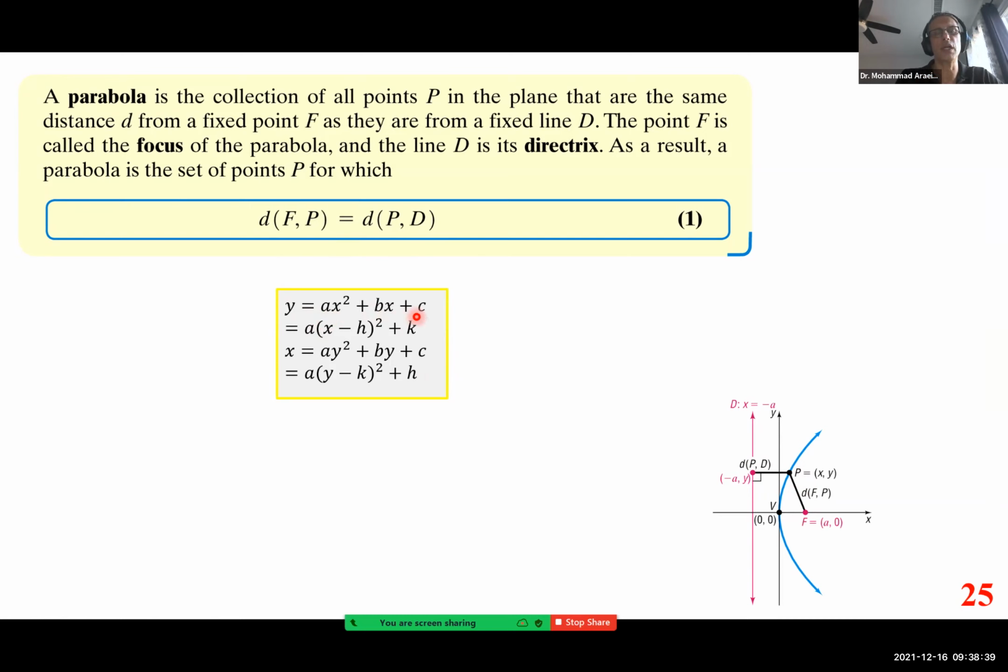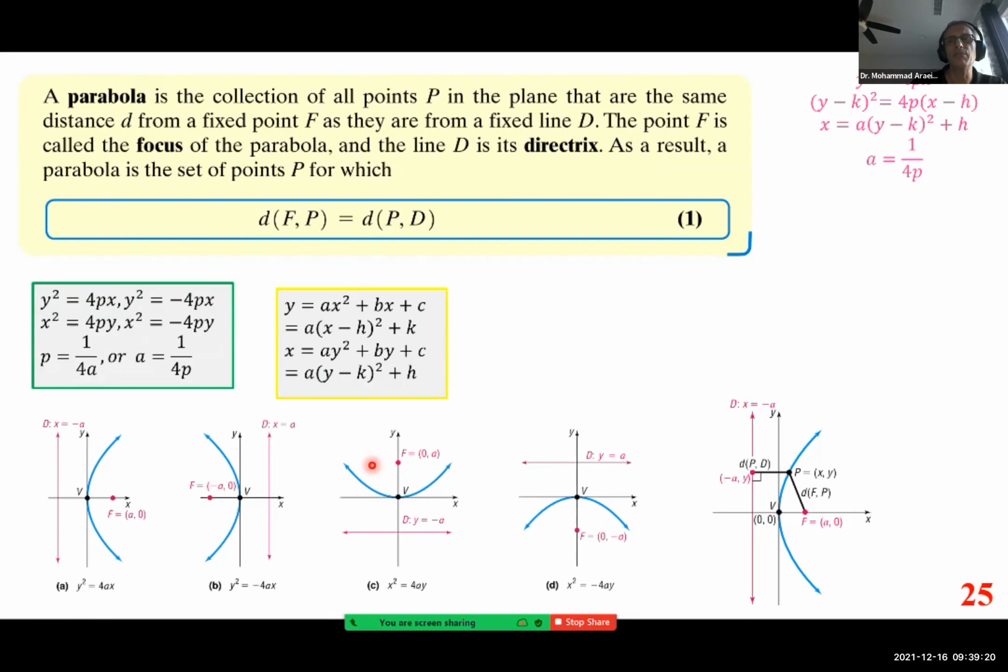Y equals ax squared plus bx plus c, or a times x minus h quantity squared plus k, centered at h and k. This opens up or down, depending on the value of a. X equals ay squared plus by plus c, or a times y minus k squared plus h. This opens right or left depending on the value of a. If a is positive, up, and negative, down. If a is positive here, to the right. If negative, to the left. I believe most everybody remembers that. You can stick with that.